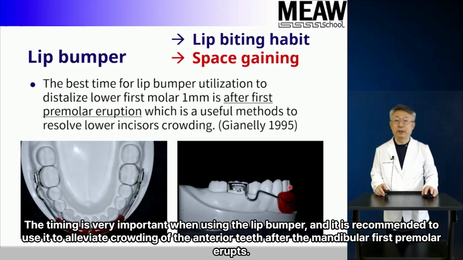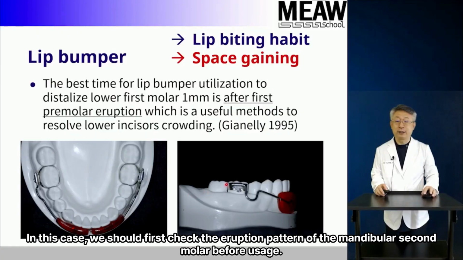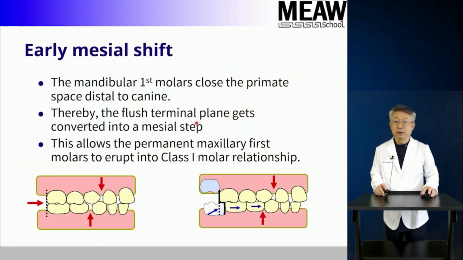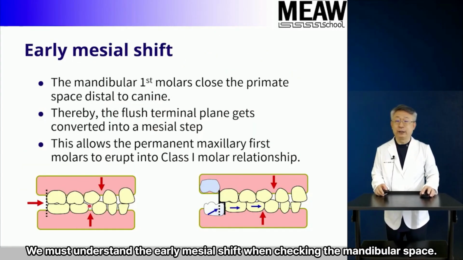The timing is very important when using the lip bumper, and it is recommended to use it to alleviate crowding of the anterior teeth after the mandibular first premolar erupts. In this case, we should first check the eruption pattern of the mandibular second molar before usage. We must understand the early mesial shift when checking the mandibular space.